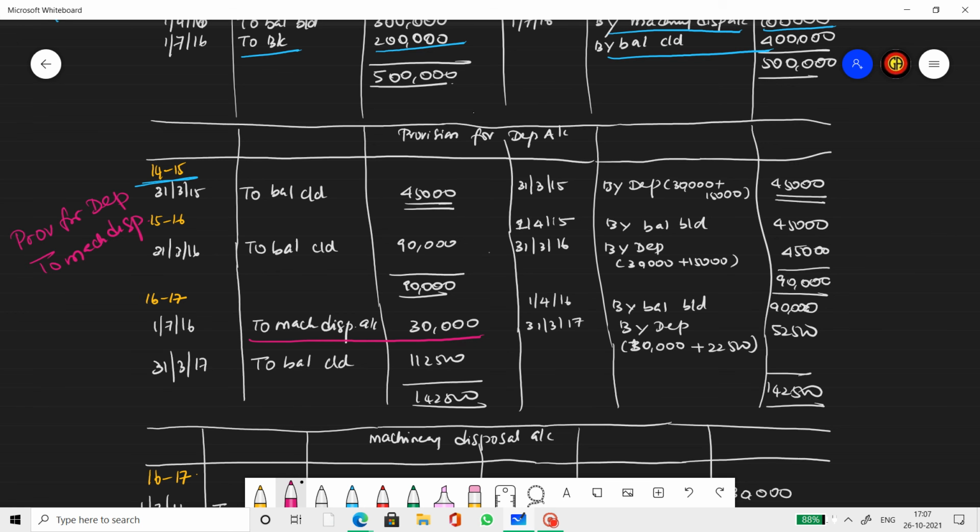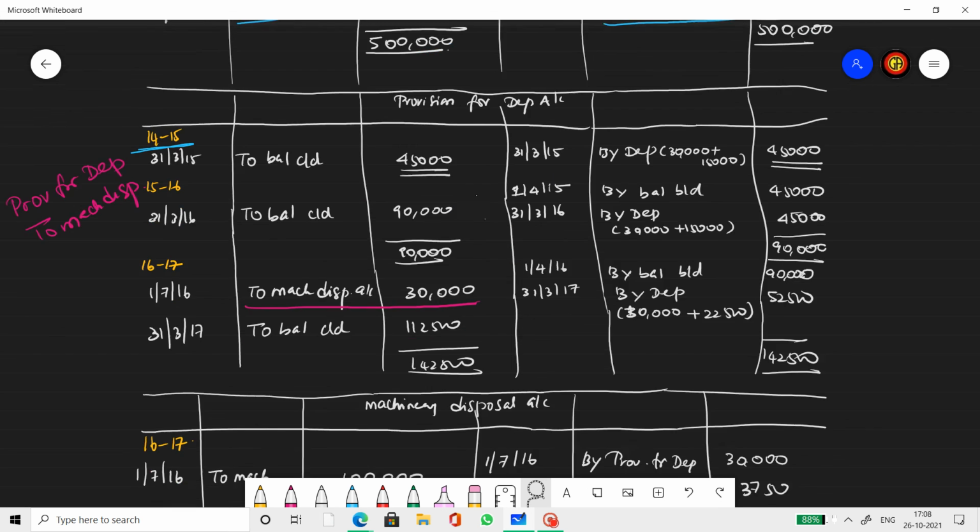So in the provision for depreciation account, I have recorded machine disposal, 30,000. And then there are 2 more machines. One is the 2/3 machine which is still in use, and the other is the machine purchased on the day when this machine is sold. So for that the depreciation is 30 plus 22,500, that is 52,500. Then you balance this account, you get the closing balance as 1,12,500. So we are done with the depreciation account for 3 years now.